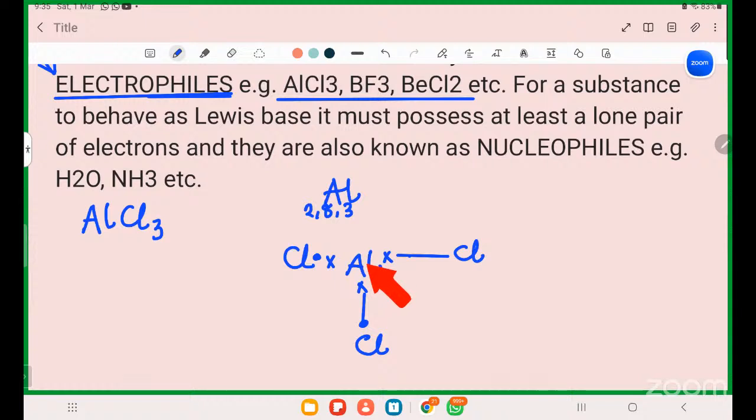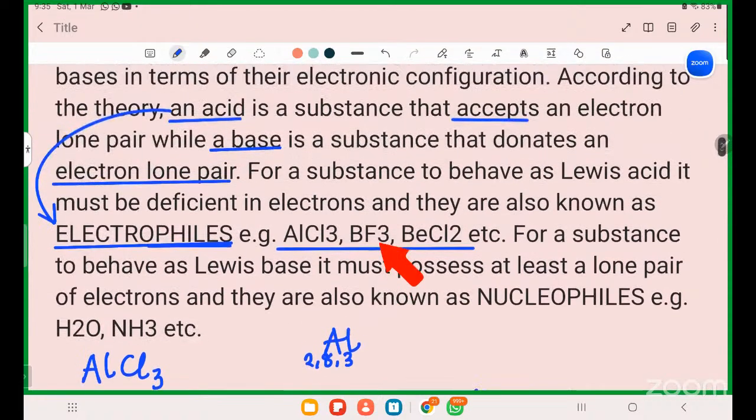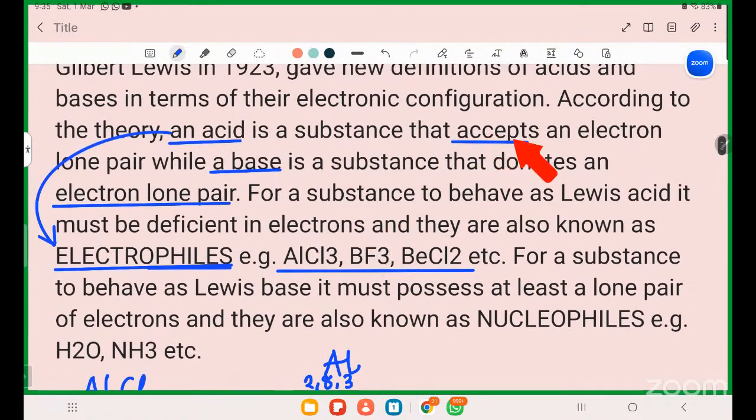So as a result of that, aluminum is the central atom. It is deficient and needs a lone pair of electrons. That is why it's a Lewis acid. Lewis defines an acid as a substance that accepts an electron lone pair, while a base is a substance that donates an electron lone pair.